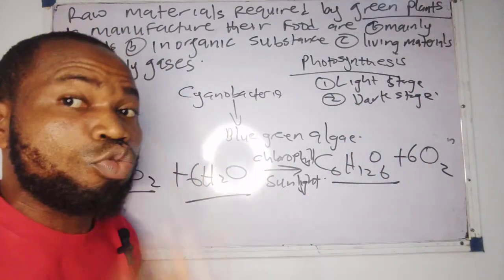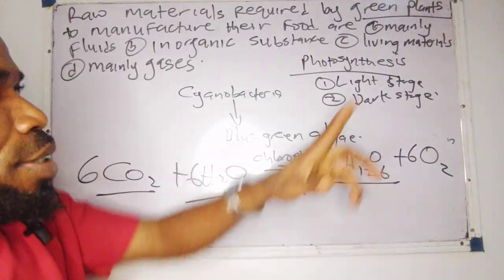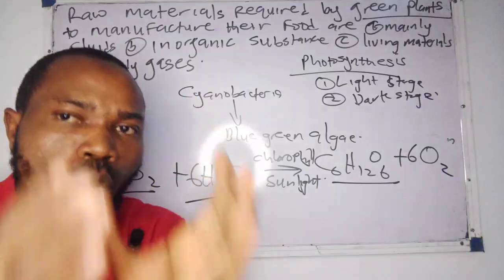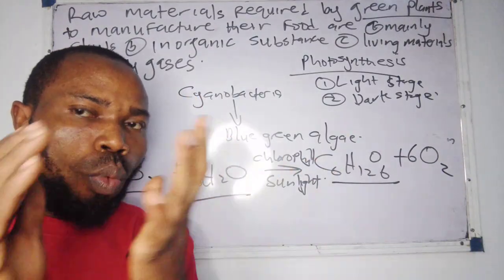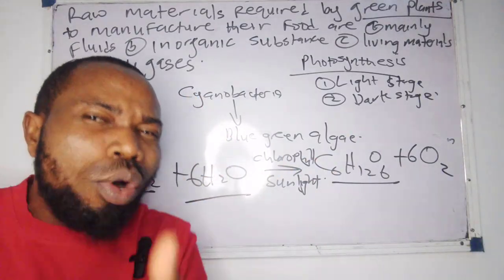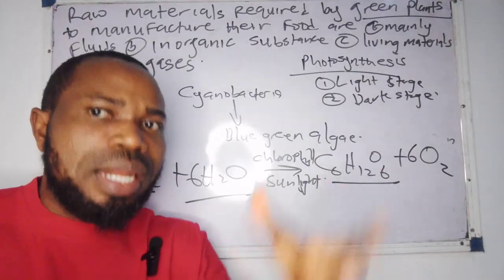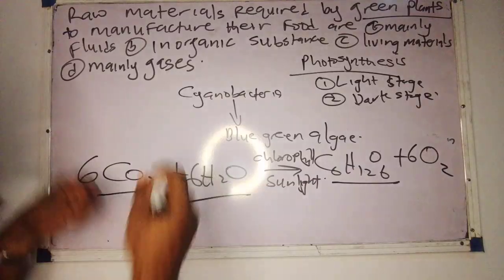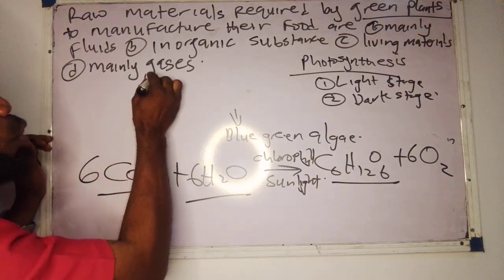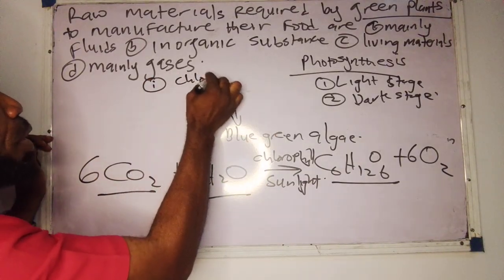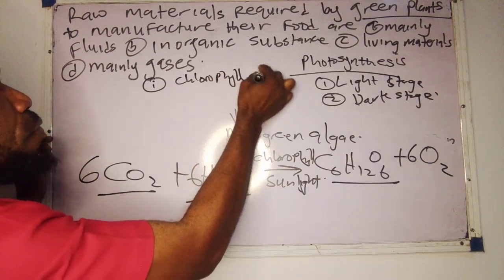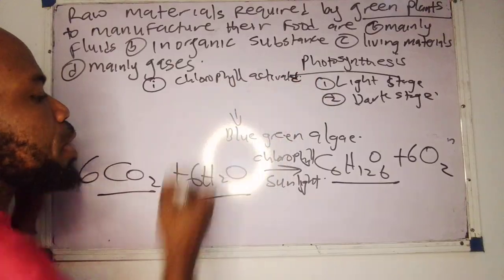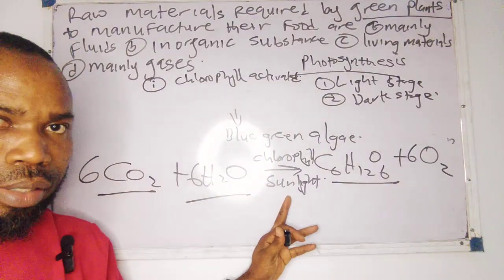Quickly, I know I made this video too long. Now look at it: the light stage and the dark stage. One thing I want you to know is what happens in the light stage, what happens in the dark stage, and what are the products from the light stage. First off, one thing that happens in the light stage is that the chlorophyll is activated. It is being activated by sunlight.